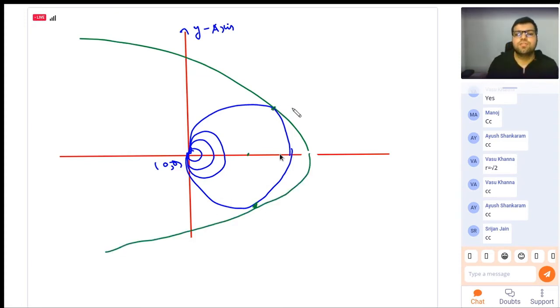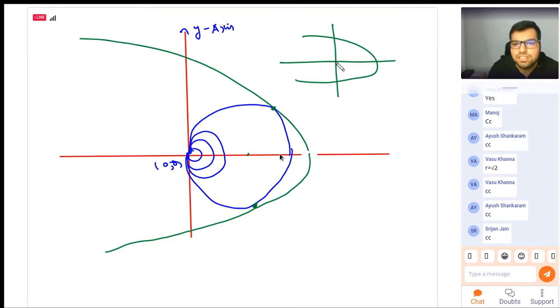So from here you will realize that I will definitely get a circle which touches the y-axis at the origin, and also touches the parabola. Definitely there will be such a circle. Let its radius be r, and then the center is (r, 0). So my equation will become (x minus r) whole square plus y square equals r square.